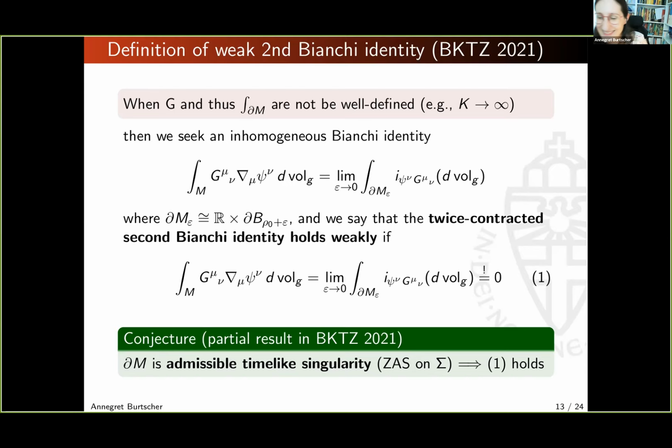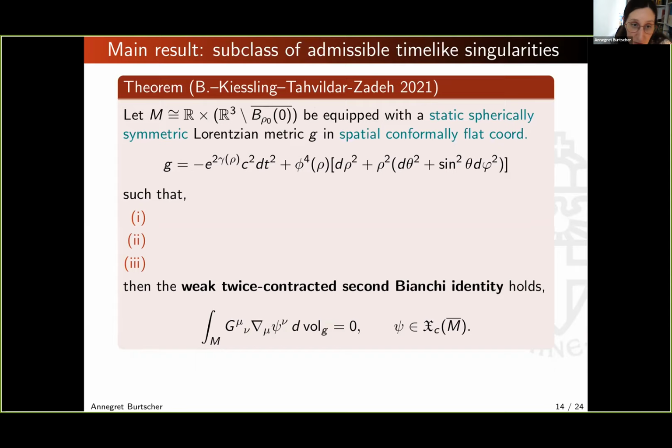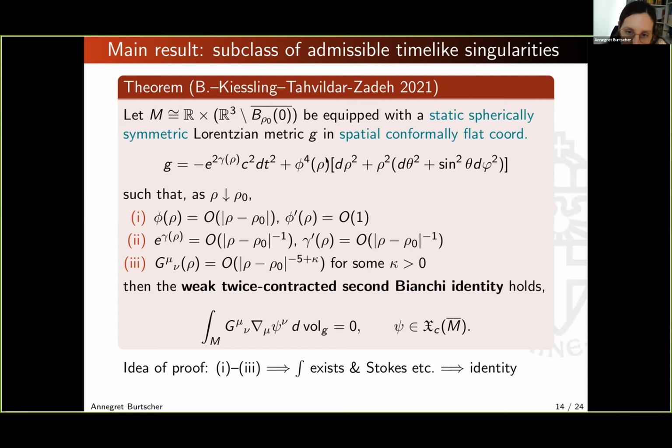So we have shown this result in static spherically symmetric spacetimes. As I said, in order to even have these admissible time-like singularities, we have to assume this coordinate transformation to spatially conformally flat coordinates. And we assume some conditions on the geometry, so on the conformal factor and this metric component gamma. If they decay sufficiently fast as we approach the blown-up singularity, then we can show that the second Bianchi identity holds weakly. The basic idea is, of course, just doing these limits and again using Stokes' theorem in a suitable sense.